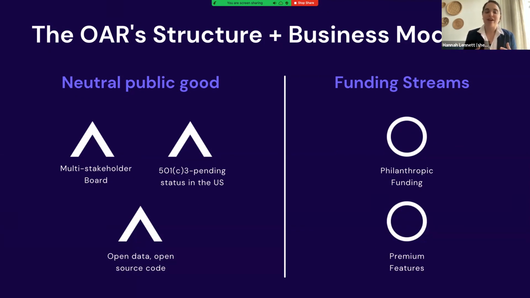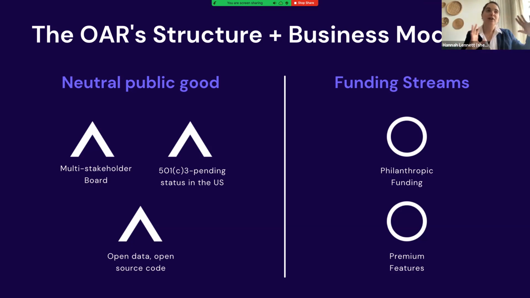And we even structure our tool itself and our code to be open and transparent to reflect the values of our organization. And in terms of our business model, because we are a nonprofit, we are able to accept philanthropic funding. So that does help anchor our neutrality.